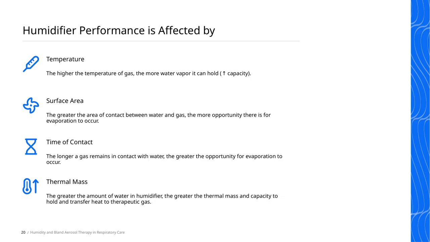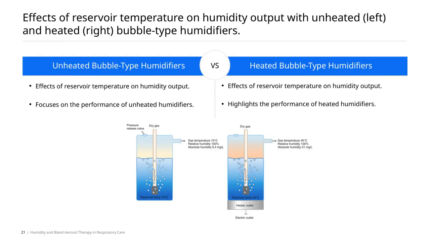All these factors, water amount, contact time, surface area, and temperature, interconnect to determine how well a humidifier can deliver the right humidity levels for respiratory therapy. Now, let's take a closer look at how reservoir temperature influences the humidity output in bubble-type humidifiers.